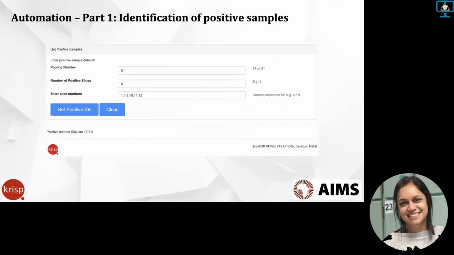So another important feature that we have developed for this workflow is the automatic identification of the positive sample within the respective hypercube. So here we developed a web application which allows you to simply input the number of samples that have been pooled together, and then you can input the number of slices that generated positive results. And the output will be the positives that were contained in the hypercube, and it dictates which positions those were at.